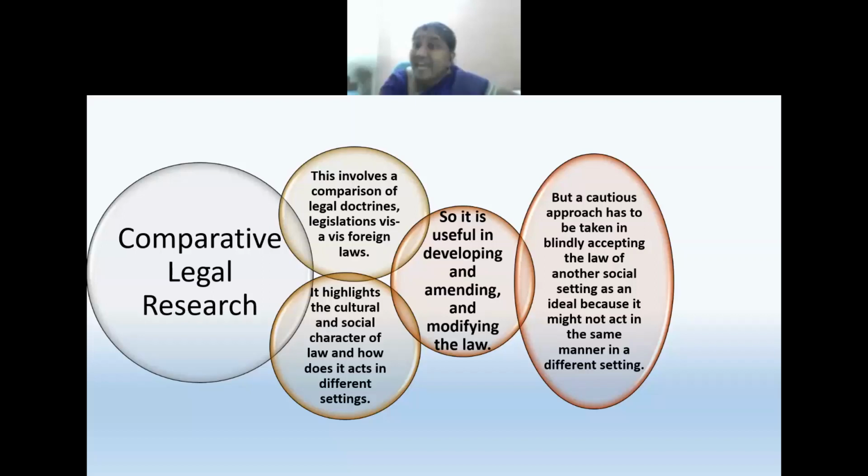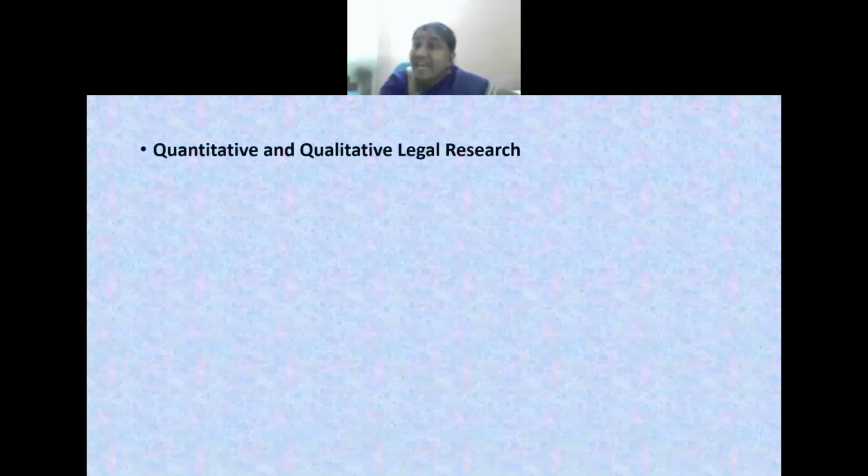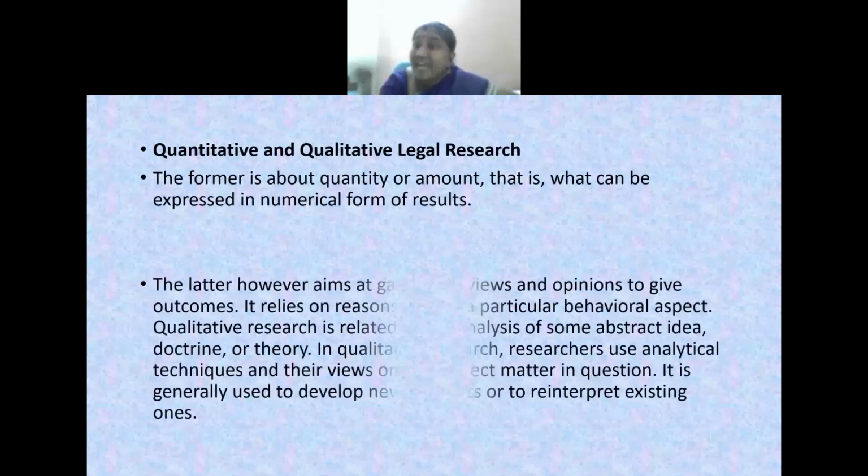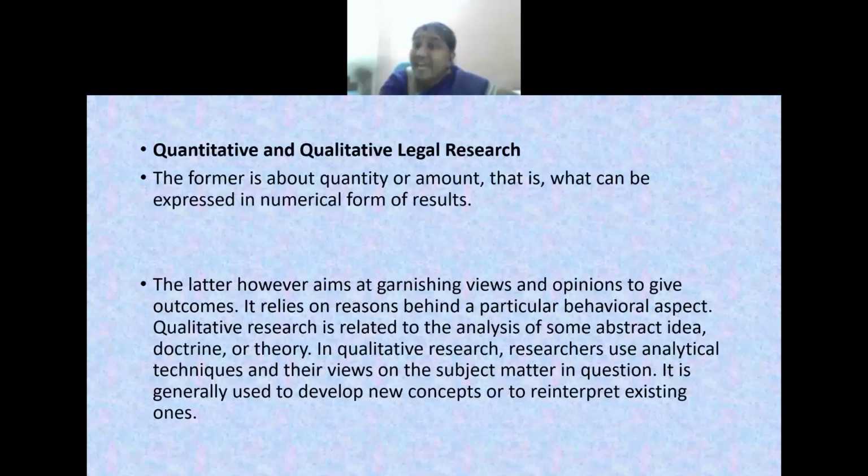Definitely comparison is very good, so that we are exposed to various countries' legal provisions, right? And quantitative and qualitative legal research or data, again, we are talking about that. Quantity or amount. Quantitative means whatever can be cited in numbers, which can be expressed in numerical form of results. But in qualitative, certain things cannot, like theory, doctrines, etc. We cannot go in terms of numbers. So we collect in that fashion, right?